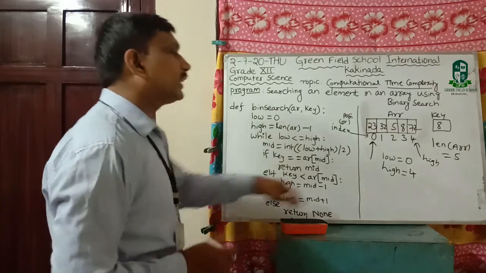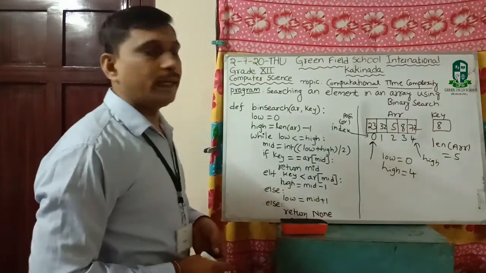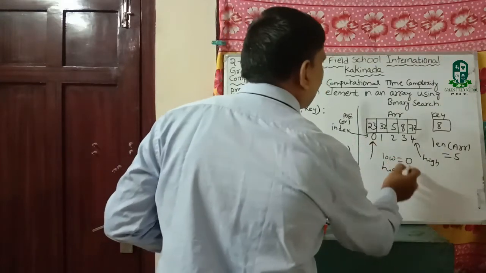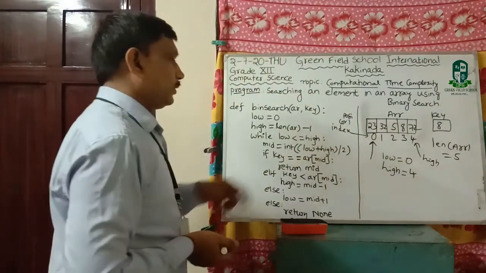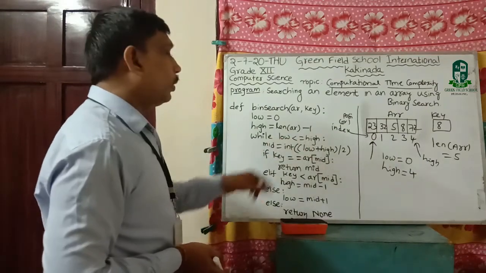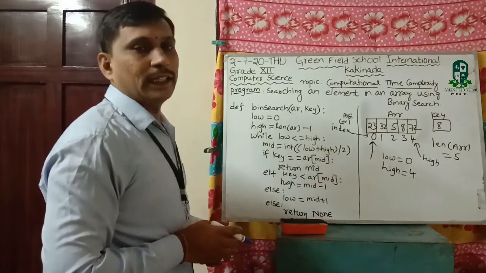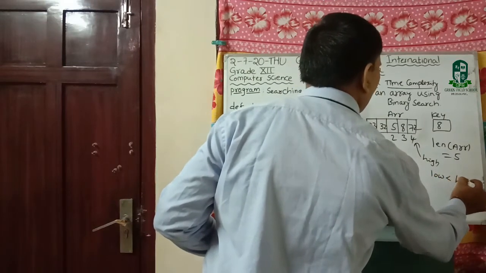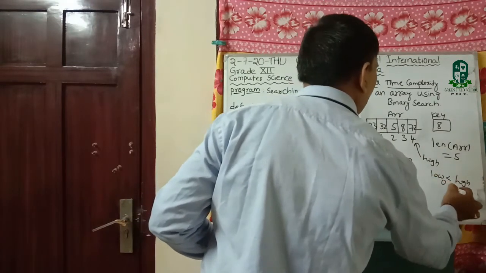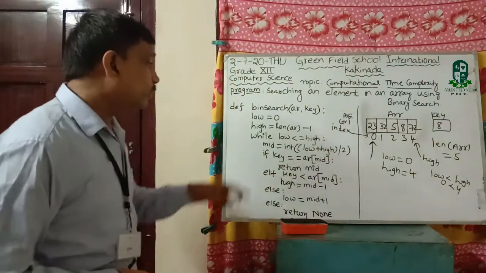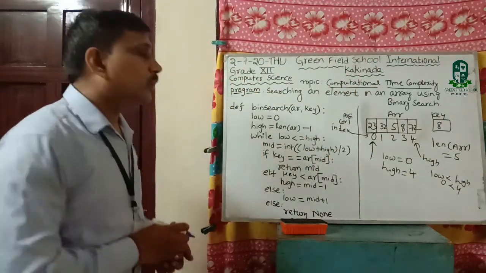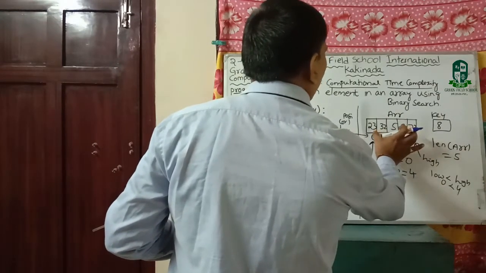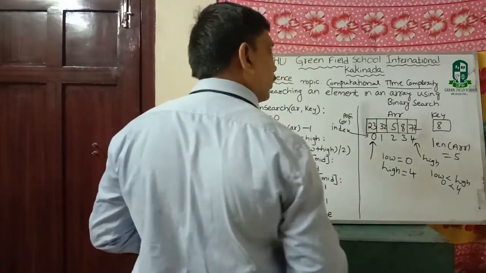First we take low and high, then we calculate mid. So first we check whether low is less than or equal to high or not. This condition we check. Here 0 is less than 4, so this is true. Then we go for the mid calculation. Okay, this one is true.